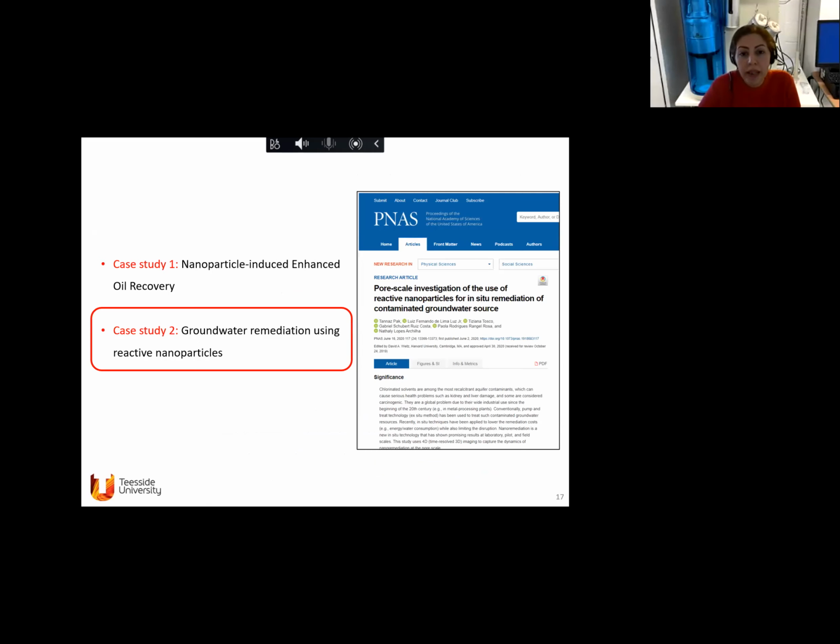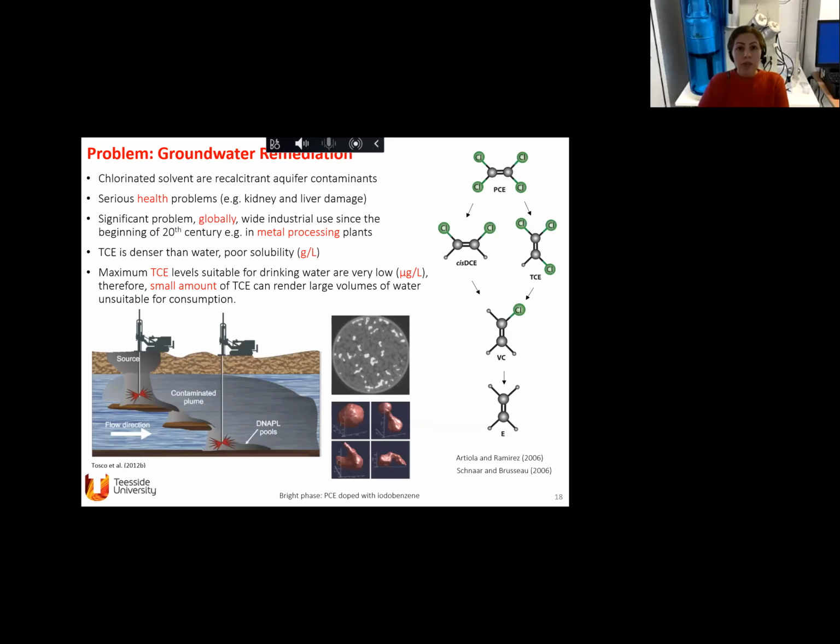Okay, so moving on, this second case study is a study that I've been doing with partners from Brazil and Italy for the past 4 or 5 years. And in this study, we are looking at using reactive nanoparticles, and the application is groundwater remediation. Specifically, we are looking at a family of contaminants that are called chlorinated solvents. I have included the chemical structure for you here, and these are one of the most persistent contaminants out there. And synthetic contaminants, man-made, we've used them for many years in a range of industries.